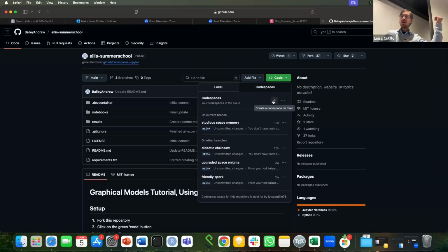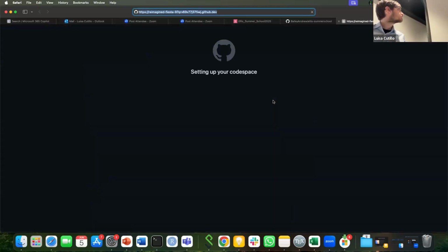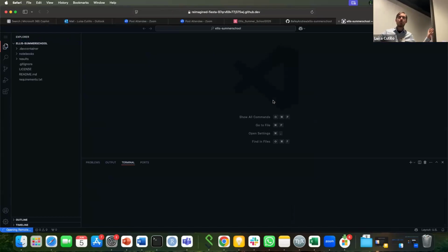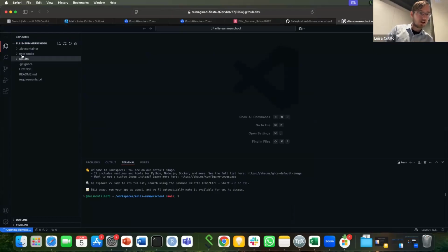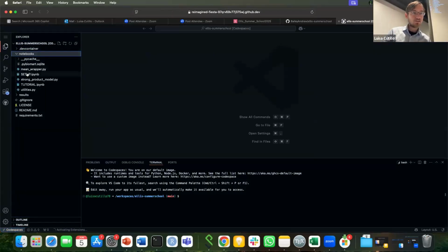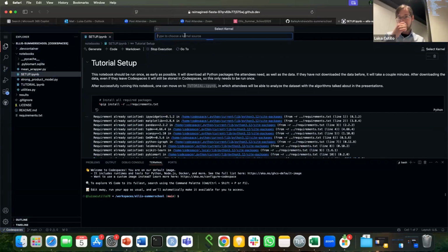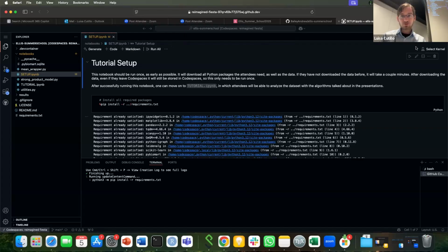For those of you who have already created a Codespace, you'll see something pop up like this. There'll be two files that you need to be concerned with. One is called, in all caps, setup, and that will be how you download all the packages you need. It's in the folder notebooks. You go to setup, and then just click run all. If you have to choose a kernel, you want Python 3.12, which will show up at some point.